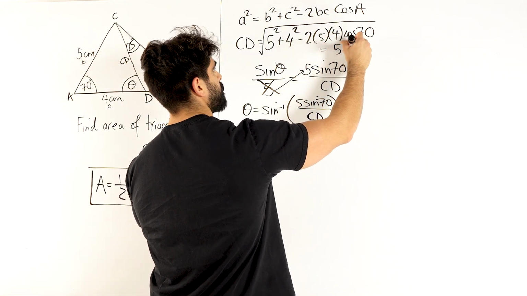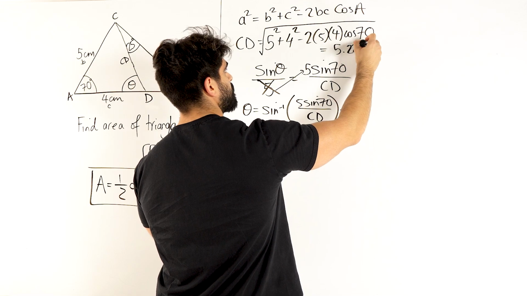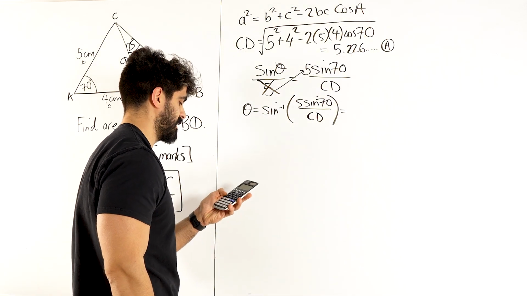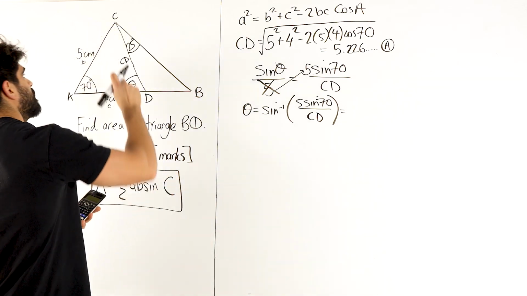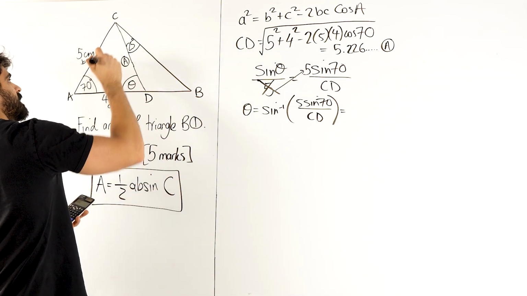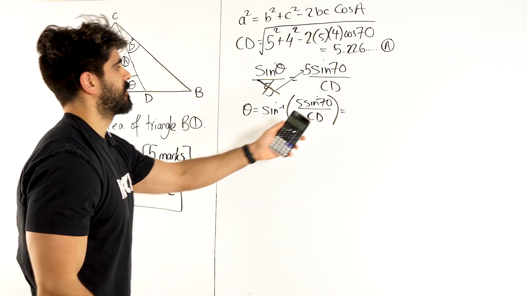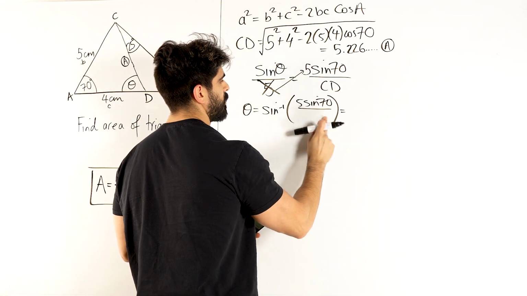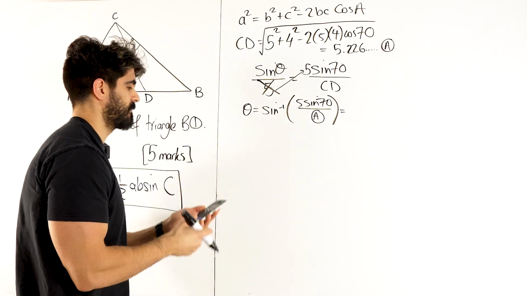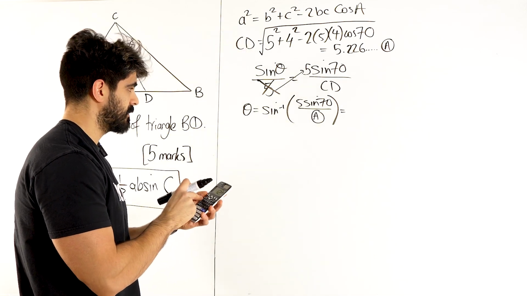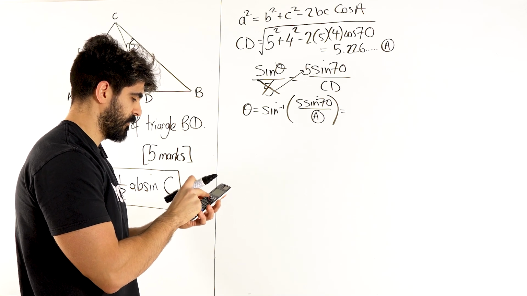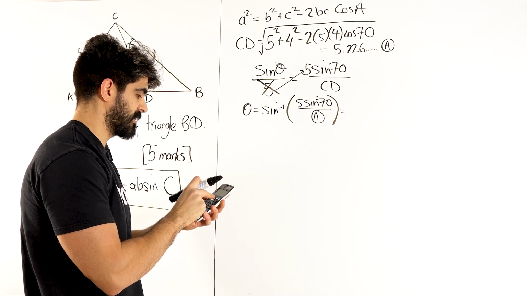Now I've shown you guys this before. I'm going to store this value as capital A. So I just press the STO and the A button. So here I'm actually going to label this as saying I stored this as A. So here I'm actually going to use A, what I stored as A in my calculator, so I don't have to retype everything. So I'm going to do inverse sine of 5 sine 70 over what I stored as A. So I press alpha A.